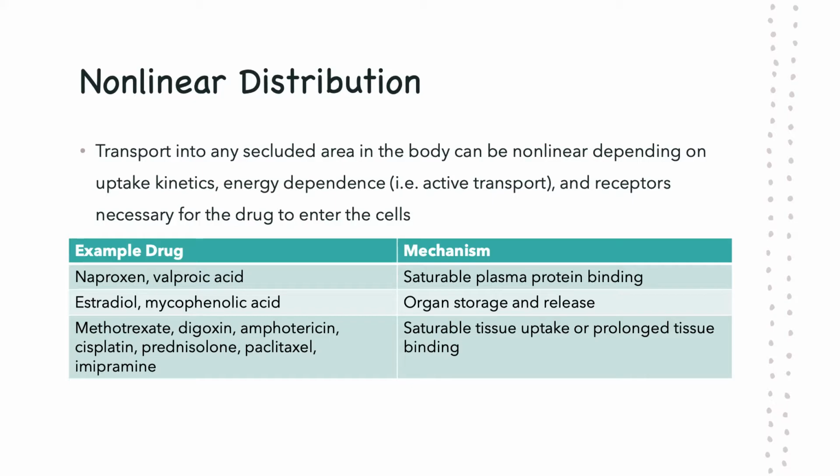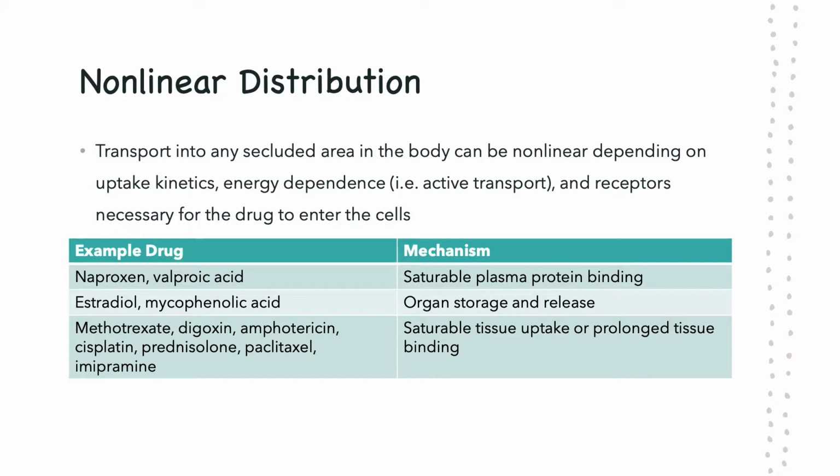At higher doses, we see an increase in the number of free drug available, which can lead to toxic effects. Saturable protein binding is important for many other drugs as well, as albumin is known to bind tightly to acidic drugs. Another example of nonlinear distribution is with estradiol and mycophenolic acid. So estradiol has been shown to be stored in tissues due to its lipophilicity and released back slowly into the circulation, resulting in abnormal blood levels.